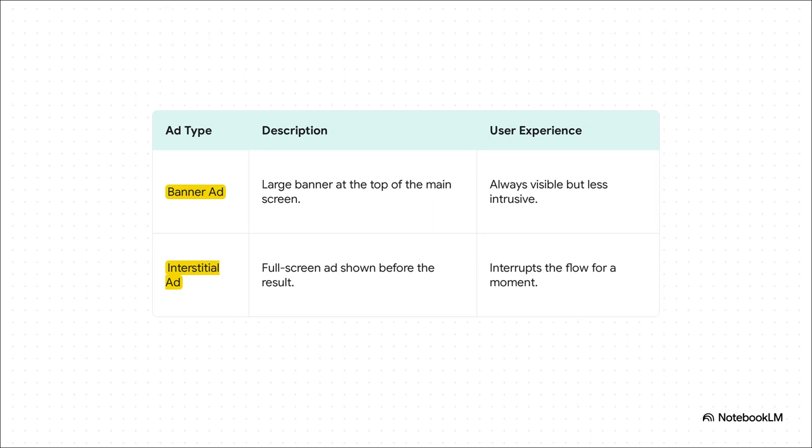First, you've got the banner ad. That's the one you see sitting at the top of the screen. It's always there, but it's designed to kind of blend in and not be too annoying. Then you have the interstitial ad. And that's the big one, the full screen showstopper that pops up and grabs your attention. It definitely interrupts what you're doing, but it's also where the real money is made.